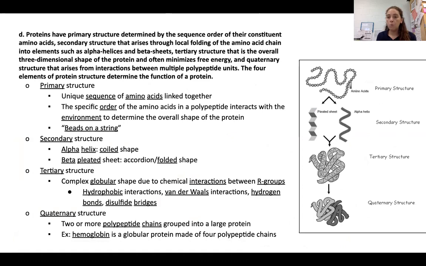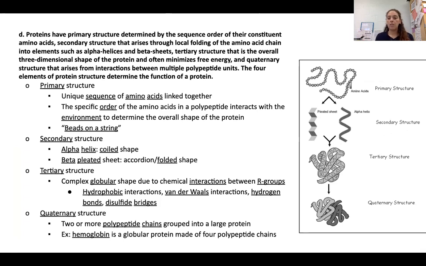However, for a protein to work, proteins have to be folded and they take on shapes. So proteins have a primary structure that's determined by the sequence order of their amino acids, and a secondary structure that arises through local folding of the amino acid chain into either helices, so a single helix, or a sheet, where it's folded up and down in a zigzag. Then there is a tertiary structure that is the overall 3-dimensional shape. That's caused by the interactions of hydrogen bonding, and a little bit of van der Waals interactions are in there.